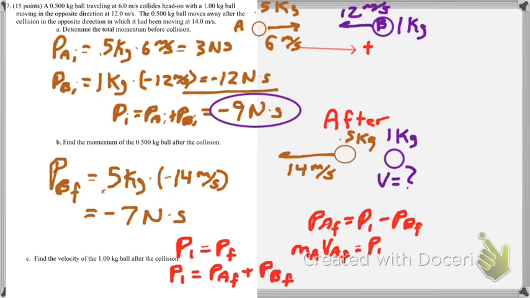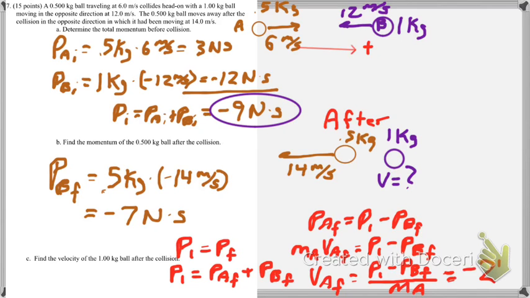Finally, solving for the velocity of A final, it's the initial momentum minus momentum B final, all over the mass of A, which gets me to negative 2 meters per second. Once again, if I had chosen this orientation in the other direction as positive, all these numbers would have been positive, which would have been an acceptable answer.